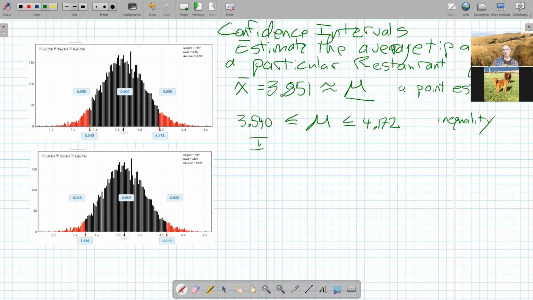Often we write it using interval notation. You'll see that come up in the book and in the homework, interval notation. So in interval notation, we would write parentheses 3.54 or 3.540, comma, then the upper one, 4.172. The margin of error, there's two ways to look at it. It's the distance from the center to the edge. And these are, in theory, symmetrical, but in practice, they're not. And I'm going to move this one to the next page. We'll do that in a sec.